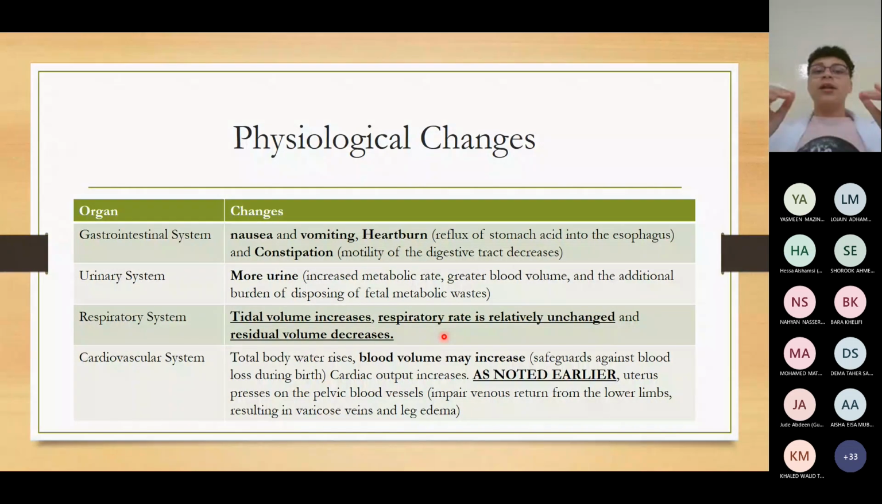When we exhale, there is some air that's going to be left in the lungs. We call this left air residual volume. So this residual volume is going to decrease. We're not going to have much air left in our lungs after we exhale.